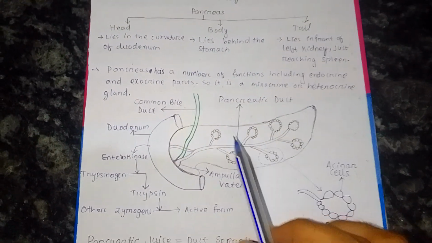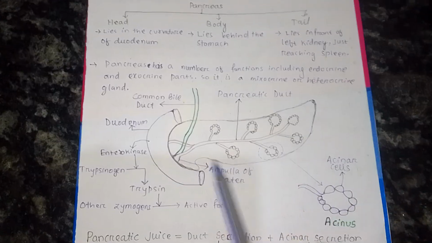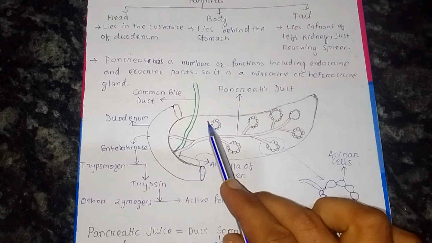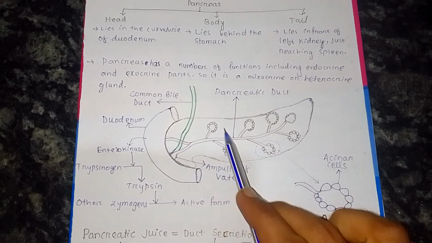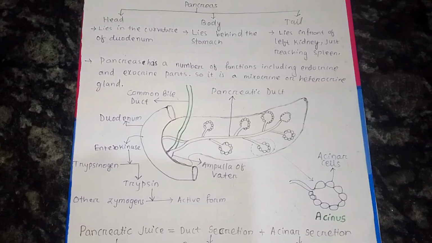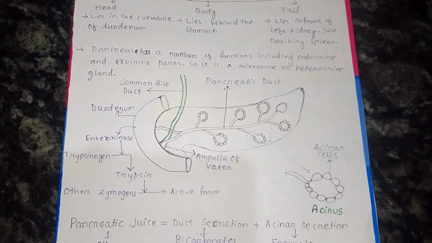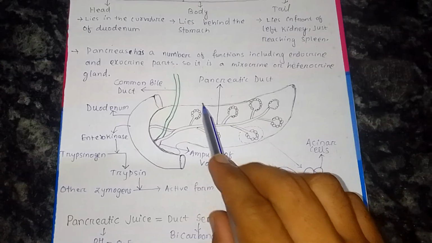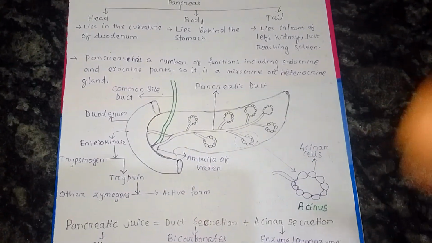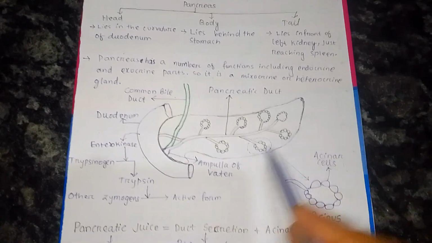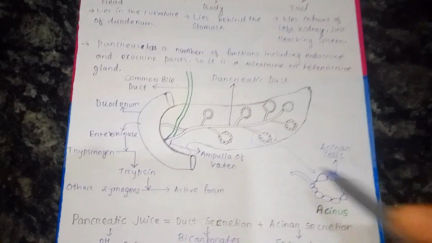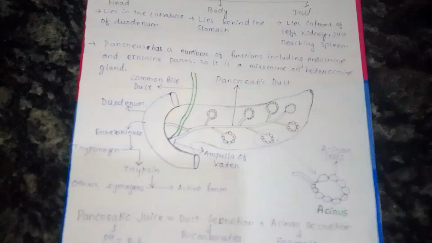Here is a diagram of the pancreas. These small alveolar type cells are known as the acinar cells, and these are actually the exocrine part of the pancreas. And these acinar cells are formed of acini, small acini. We call them pancreatic acini, and these comprise about 95% of the pancreatic tissue.